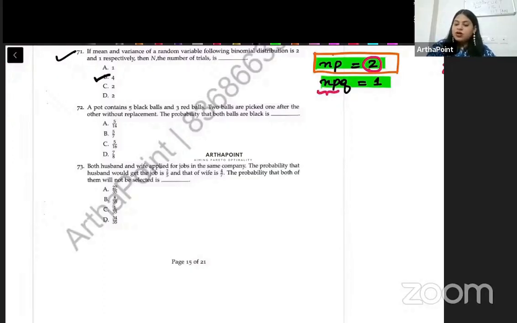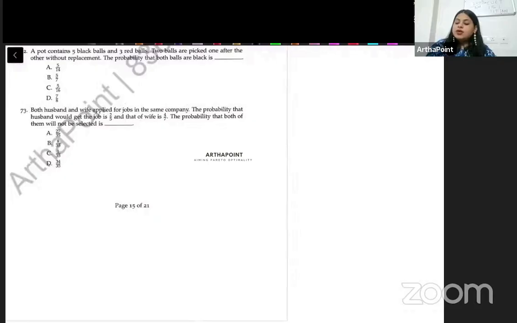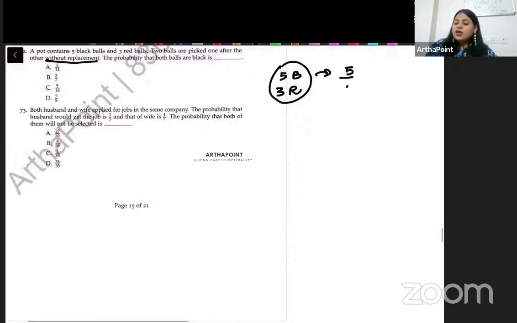It says a pot contains 5 black balls and 3 red balls. 2 balls are picked one after the other without replacement. Probability that both are black. So I am picking 2 balls and I want both of them to be black. There are 8 balls in total, 5 are black and 3 are red, and I'm picking them without replacement. So the probability of picking the first black ball will be 5 by 8. And then I want the second also to be a black ball.